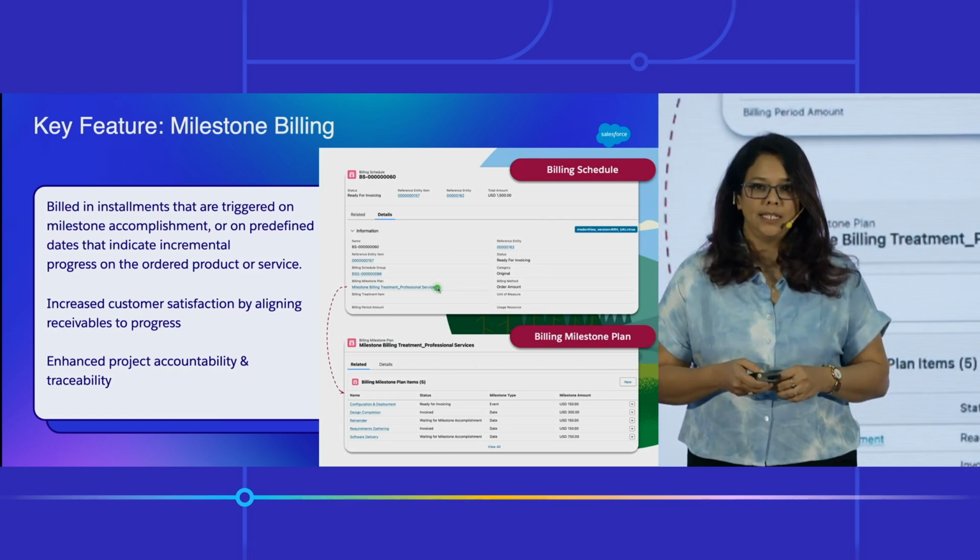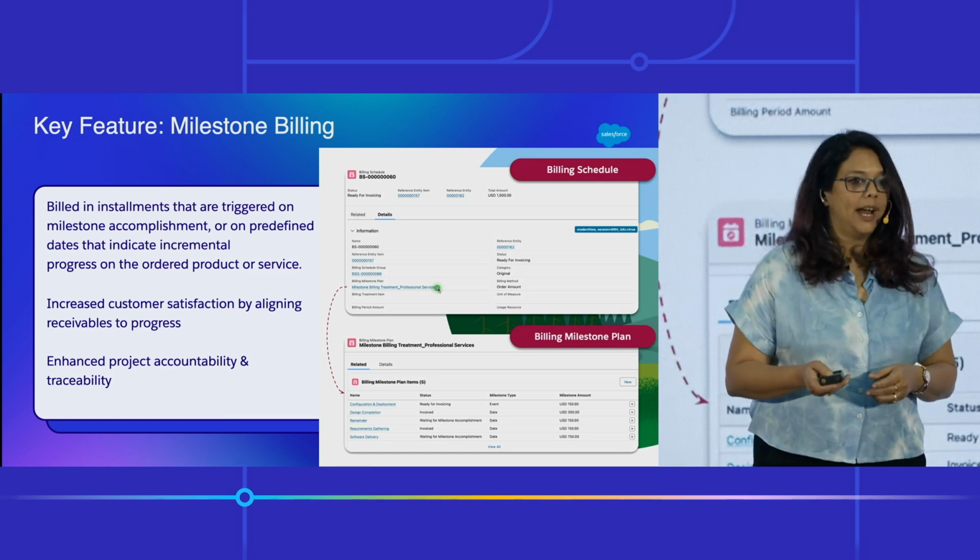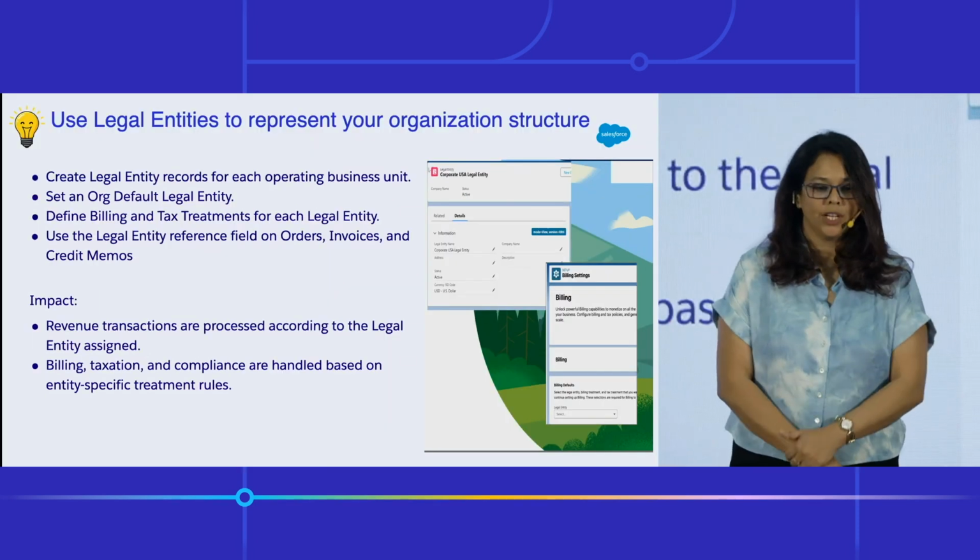So let's say in examples where there are service-based industries where you want to bill the customers only at certain milestones. These milestones can be date-based or event-based, and you can bill the customers accordingly. And of course, there is increased customer satisfaction because they are paying after some progress in the project. So this is a key feature, and we will be demonstrating that.